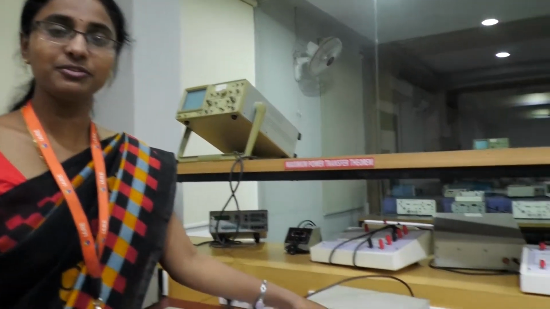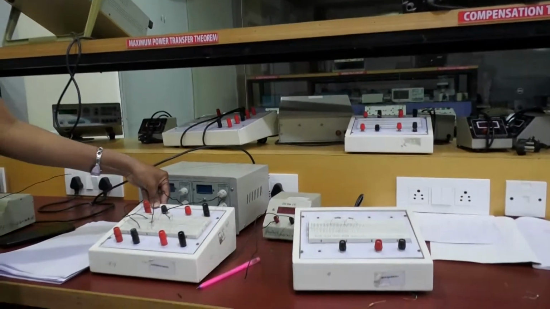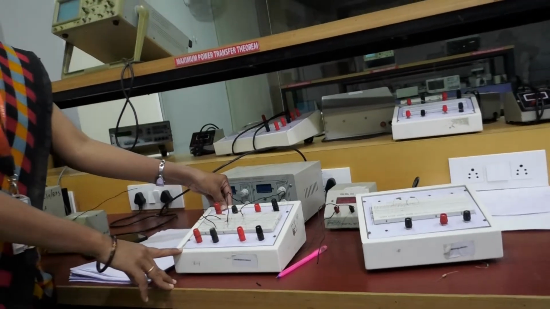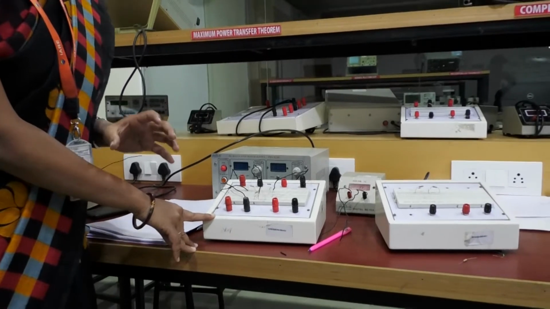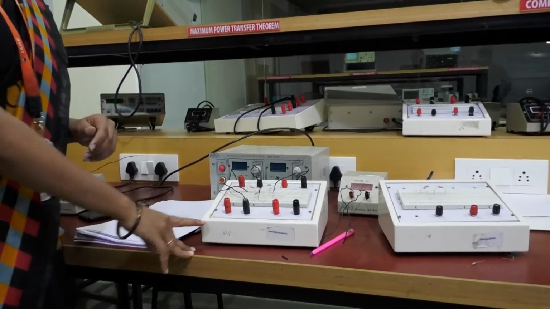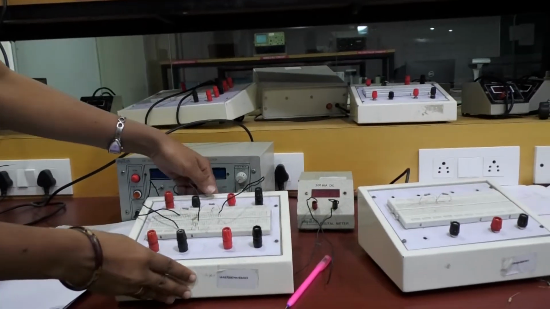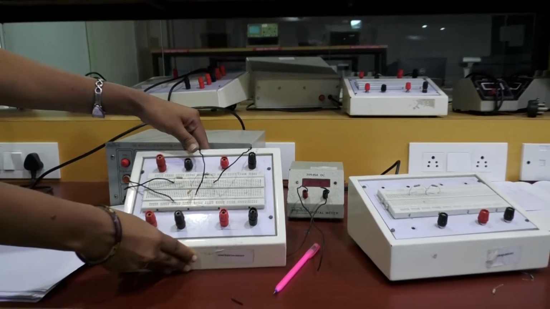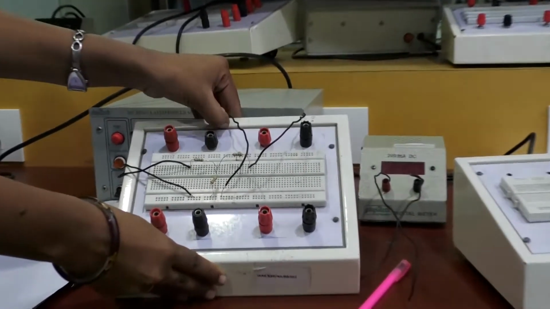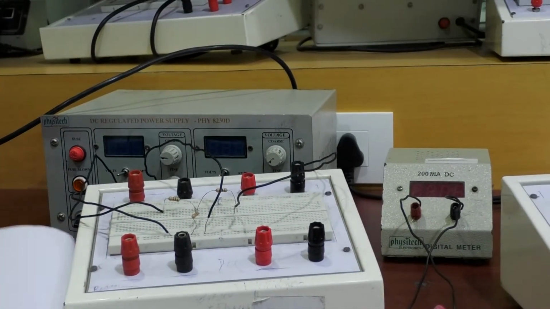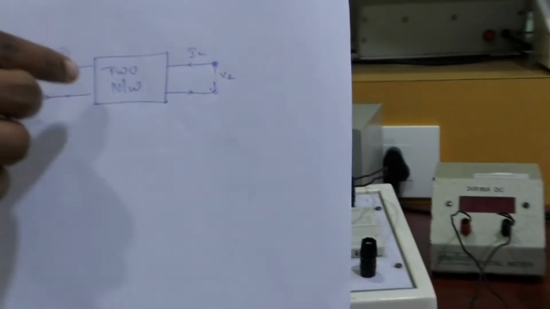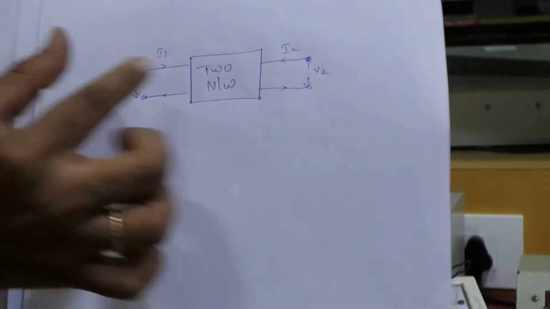Today we are in the network analysis lab to do the experiment on Z parameters and Y parameters. These are among the two port networks. So what do you mean by a two port network? If you take any electrical circuit, it can be equivalent to a two port network. We can draw it like this: this is your network and these are the two ports.